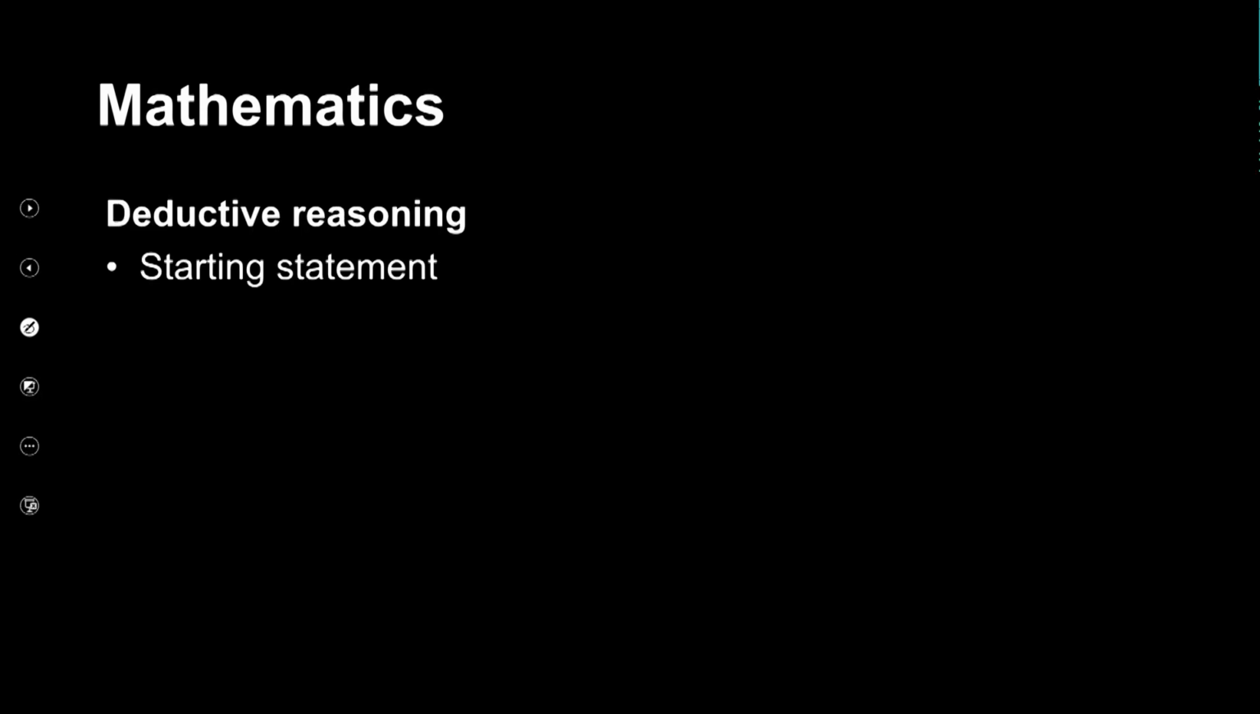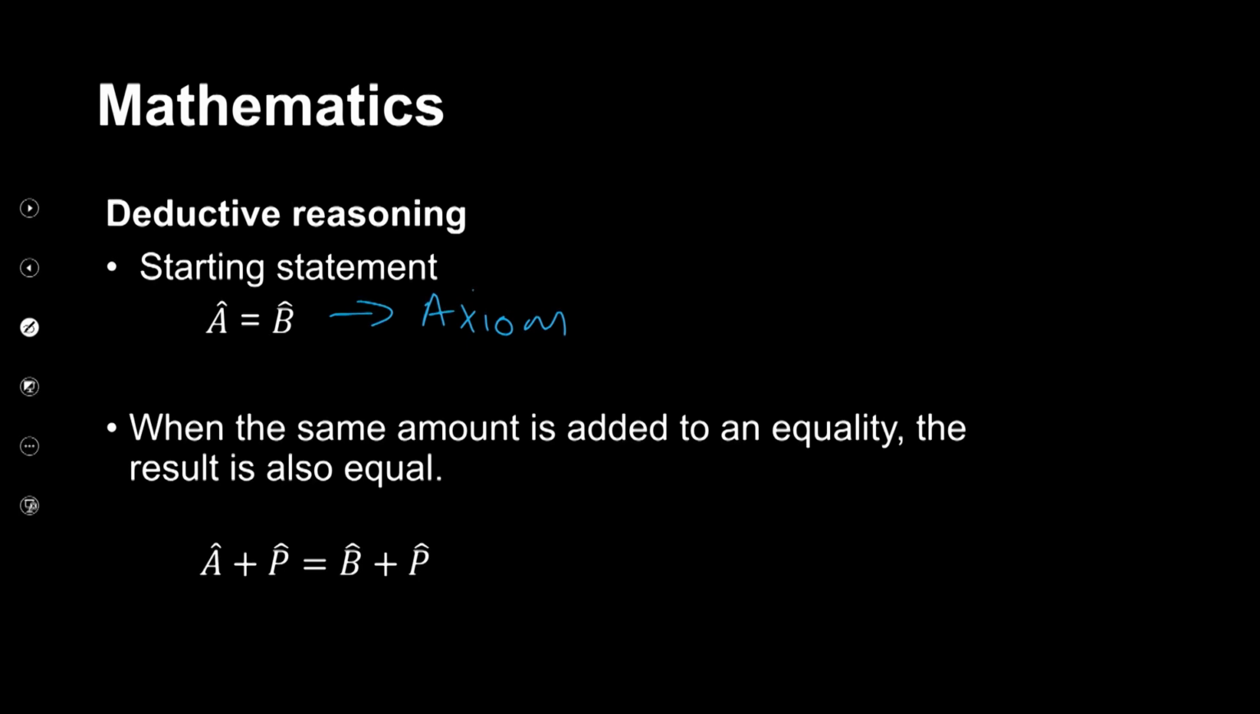Now, this deductive reasoning of ours, we start with the starting statement, right? I said this is our axiom, because there is no proof that A is equal to B. Why? Because we don't know what A is. We also don't know what B is. But if we were to add the same amount on either side of this particular equality, then we know that the result will also be the same, right?